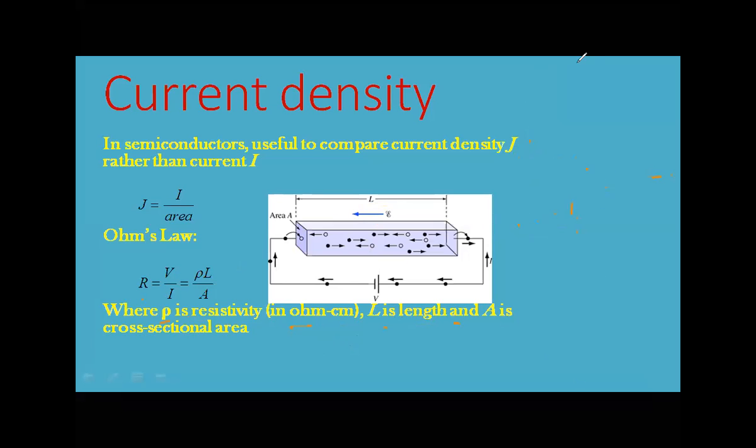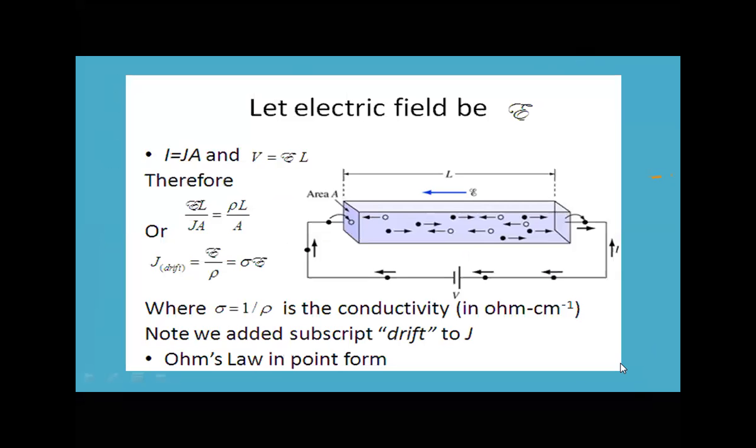I'm going to another slide, and this is also very important. Suppose there is an electric field, so you apply the electric field. You know that, as I mentioned just now, J is equal to I by A, current passing per unit area. If you want I, cross multiply, I is equal to JA.